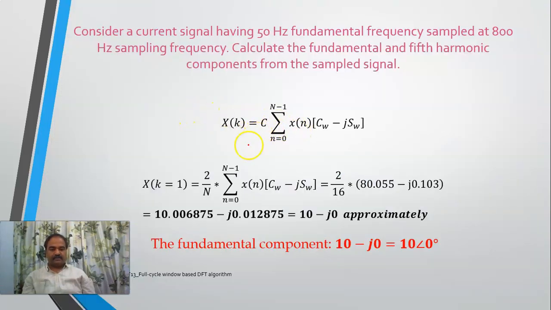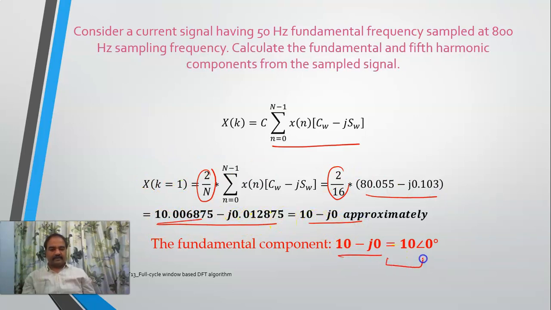Earlier there was 2 by N, which is 2 by 16. And the summation of all these terms is 80.055 minus 0.103. If I solve it, I'll get this value. So approximately this is somewhere around 10 minus j0. So I can write it as 10 at an angle of 0. This is my fundamental component.